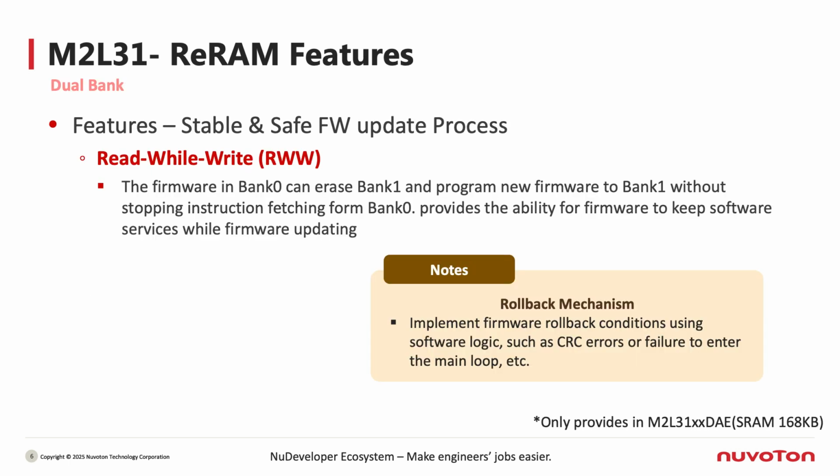Regarding the dual bank architecture of the M2L31 series, it utilizes read-while-write, which is RWW technology. This allows the system to erase and program bank 1 while executing code from bank 0, ensuring that the CPU can continue running services without interruption during firmware updates. In addition, a rollback mechanism can be implemented through software design. If a CRC error occurs after an update or the system fails to enter the main loop, the firmware can automatically revert to the previous version, ensuring stable and reliable system operation.